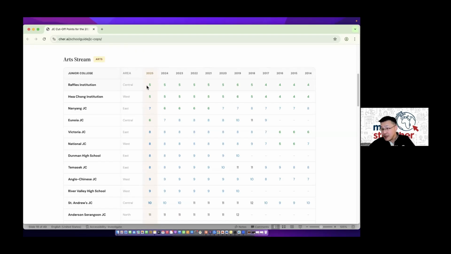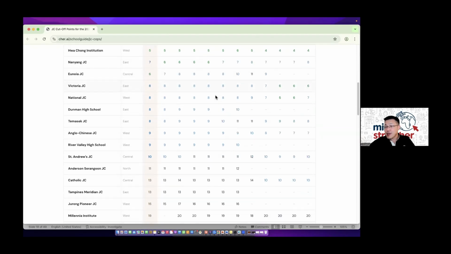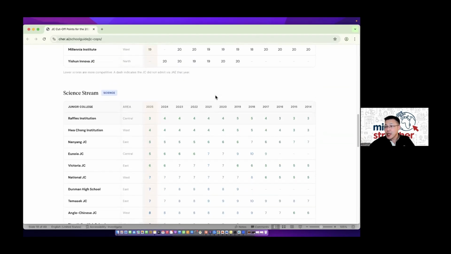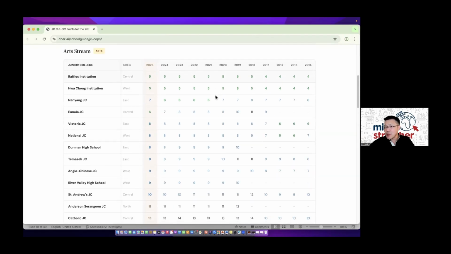Is it predictive of this year? I will say here to caveat, nobody has a crystal ball, so we wouldn't be able to tell for sure whether it will be this. But what is helpful here is that you can see a few things, which is generally, particularly if you look at the JCs versus the polys, you'll see there's more variance in the polys. But for the JCs, if you look at it from year to year, there is not going to be very significant variance.